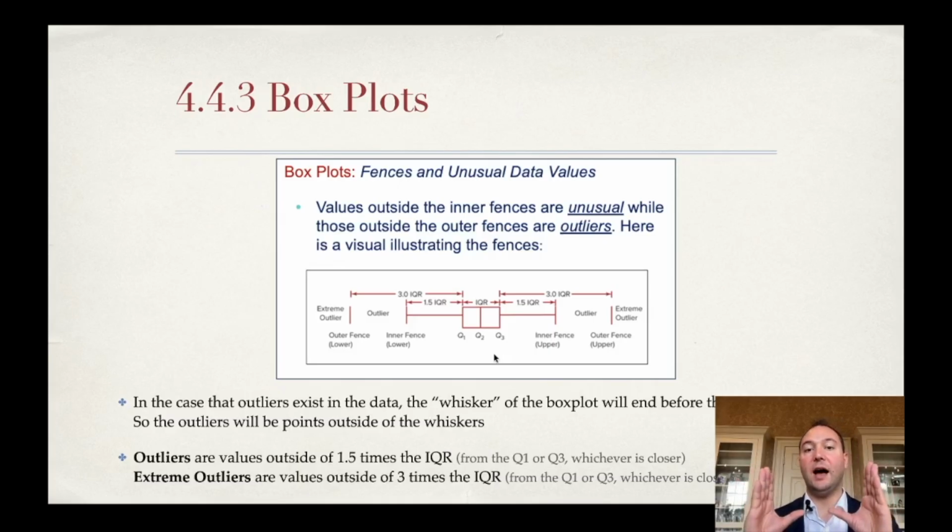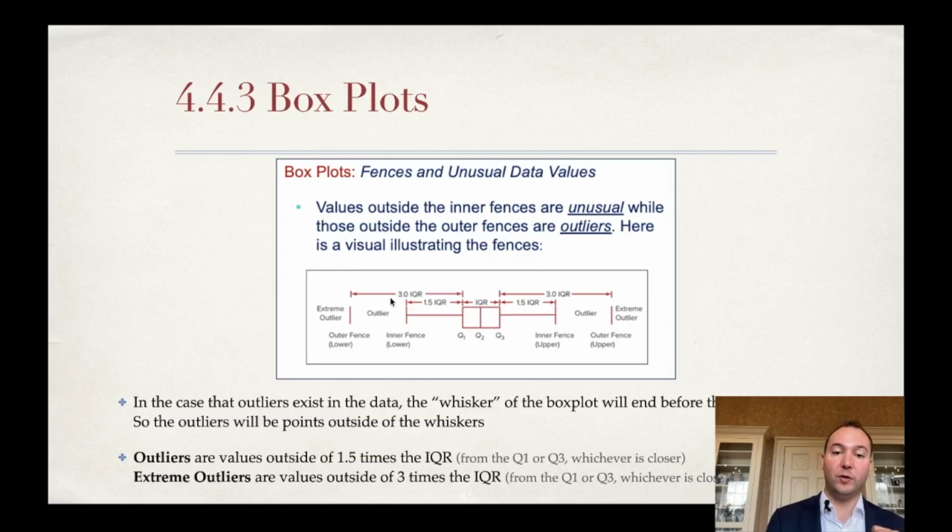So if we take that IQR and multiply it by 1.5, so 50% bigger than our IQR, we have our inner fence. What that means is we take that distance and say from Q1 and below Q1, if any values are within the distance of 1.5 IQRs below Q1, we consider that as the lower fence. So anything outside of that lower inner fence, in other words, a value that's less than 1.5 IQRs below Q1, would be considered an outlier as shown here.